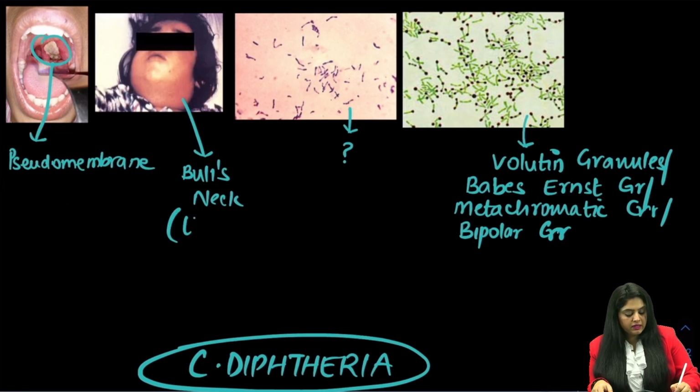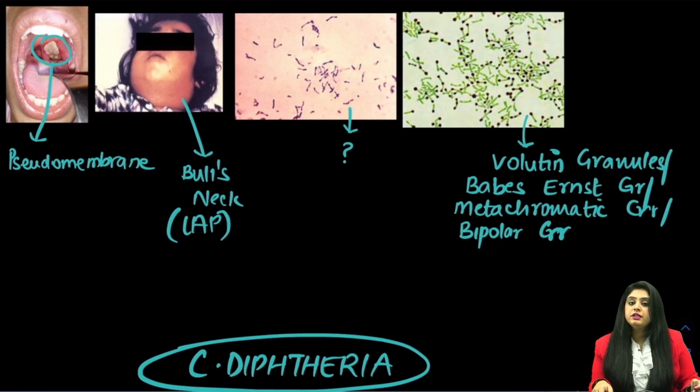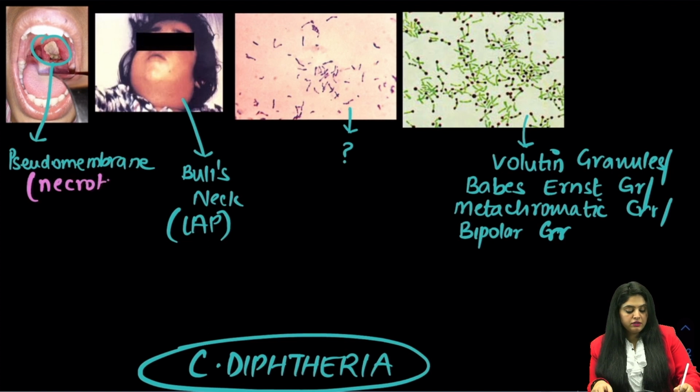The bull's neck, what does it mean? This patient is going to have multiple lymphadenopathies. So lots of lymph nodes and lots of pseudomembrane. So what will you do? Take a sample. So will you take the sample from the membrane? No. Membrane is dead material. Membrane is all necrotic material. So where are you going to take the sample? From under the membrane you will take the sample, not from the membrane.